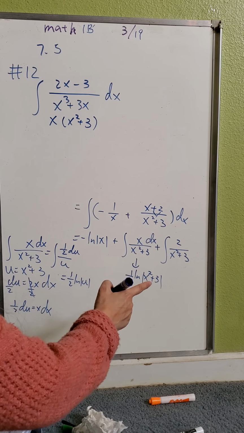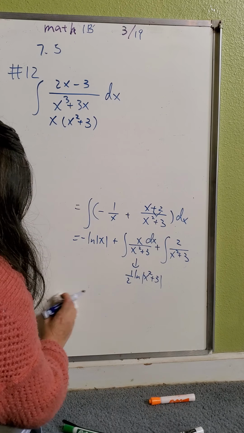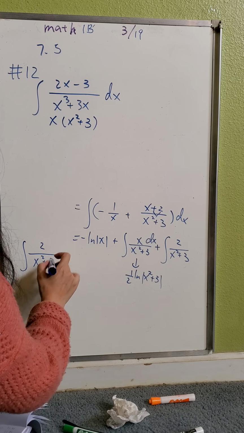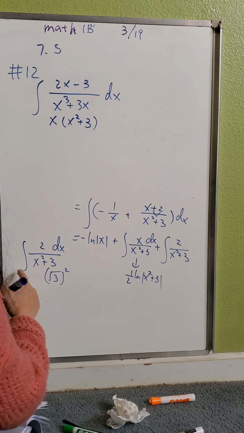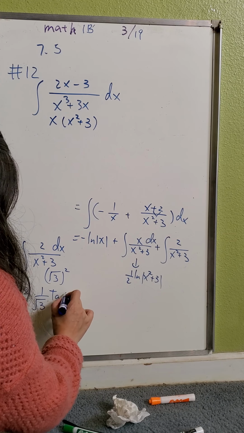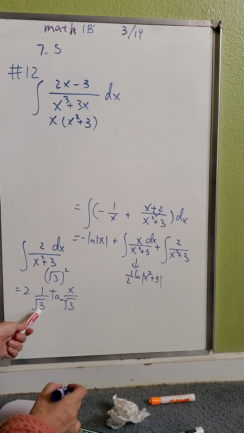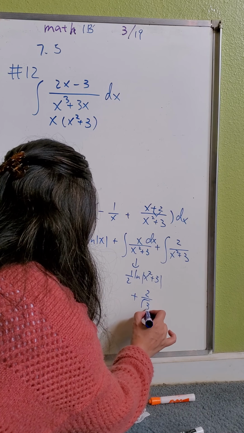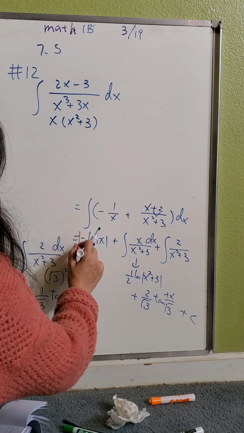Now the last one is a tangent inverse, okay, we did that one before. 2 over x squared plus 3, this is a dx here. Make this square root 3 and then square, so put the 2 outside. So this is 1 over square root 3 tangent inverse x over square root 3. Then you can use the formula. And so your final answer, just add 2 over square root 3 tangent inverse x over square root 3 plus c. So your answer is all these together.